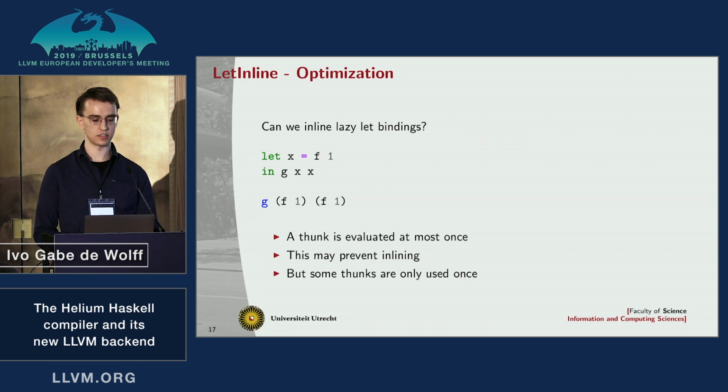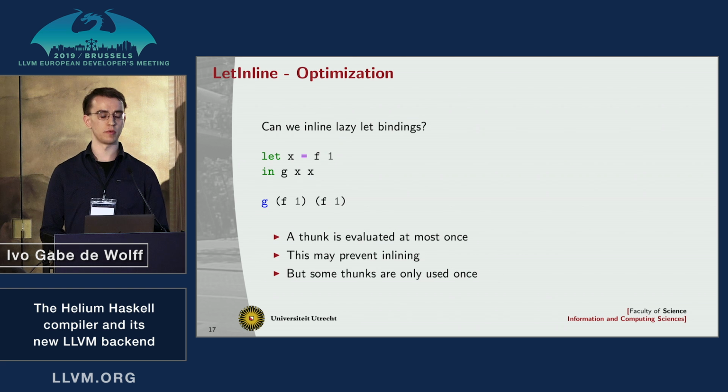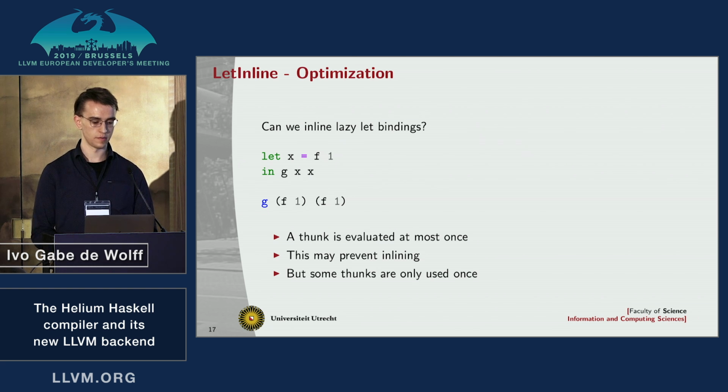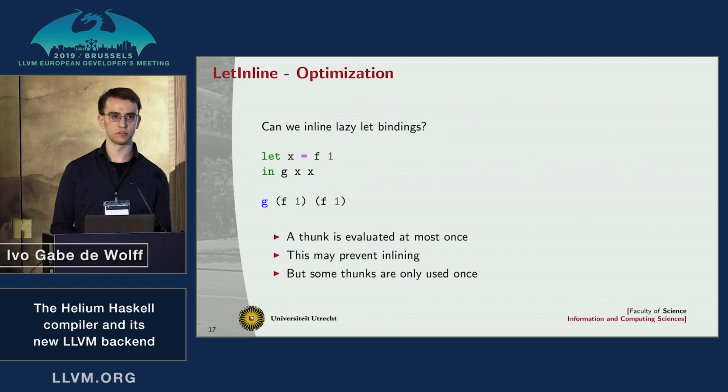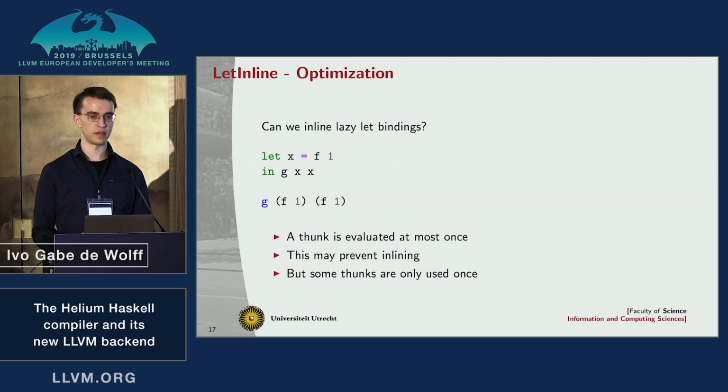The next pass is let inline, and that is one of the passes which only works on non-recursive let declarations. What this pass does, it tries to inline the declarations of lazy let bindings. So in this case, we bind some value to x, and we may want to try to inline that. In this case, it may not be sound, as we're actually duplicating the call to f. And the semantics say that each expression is only computed once.